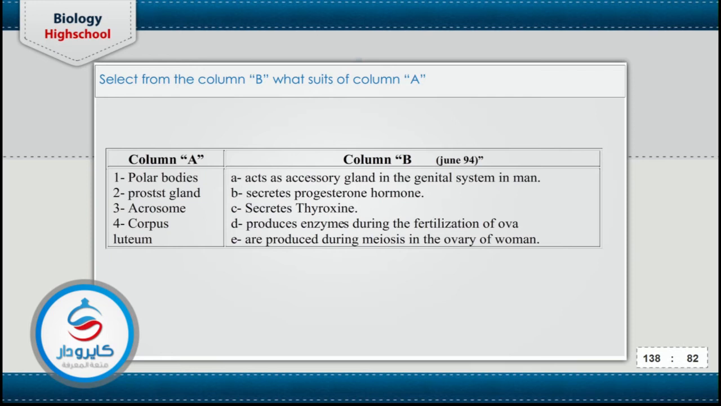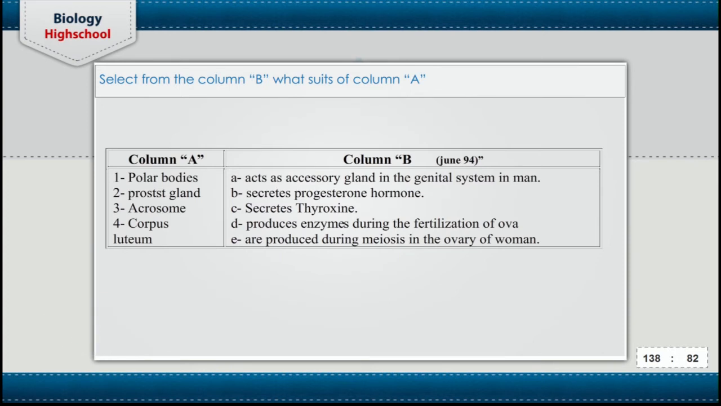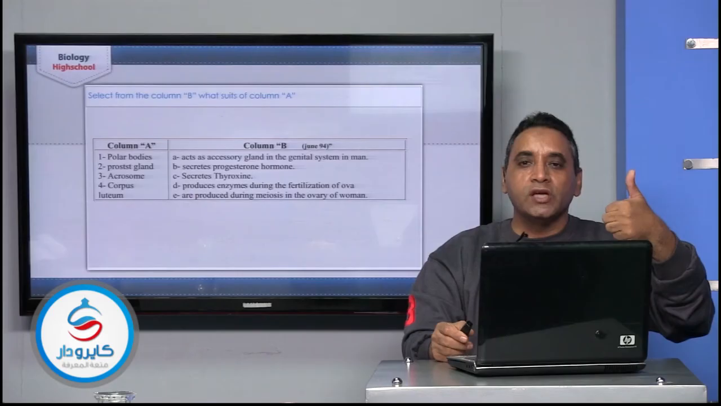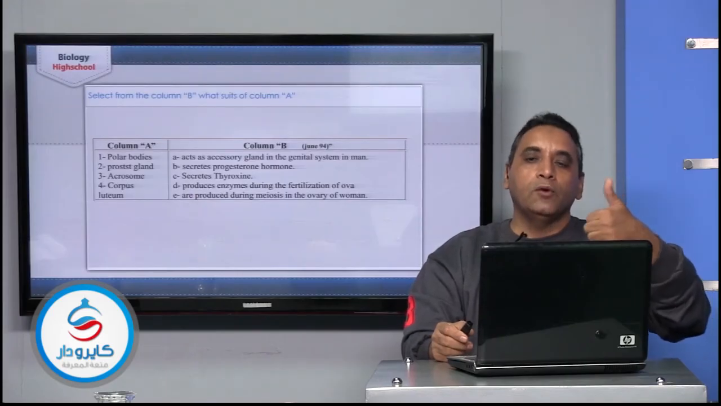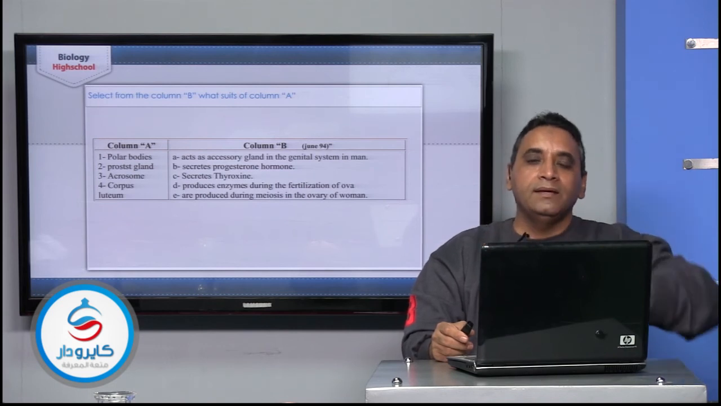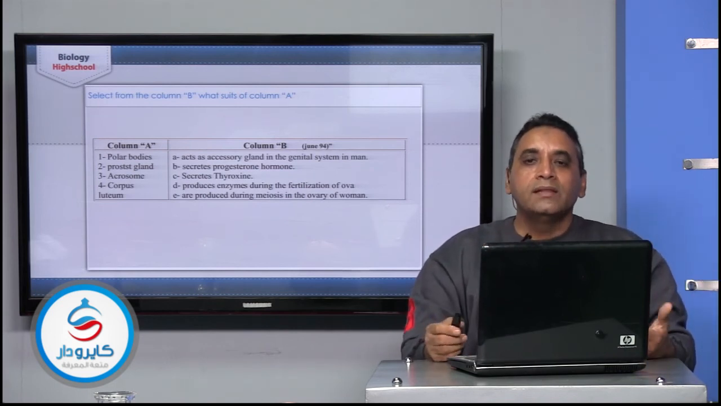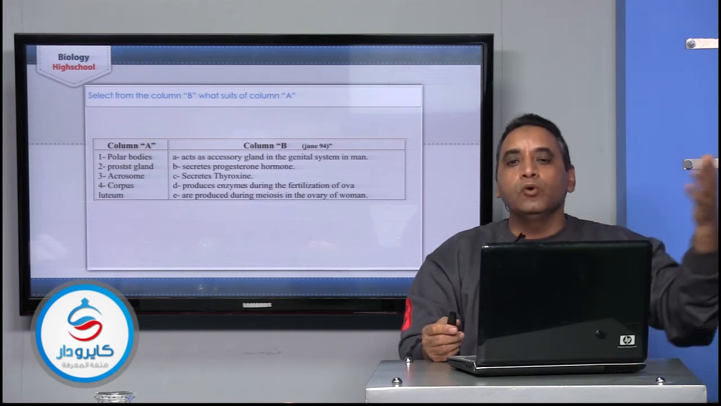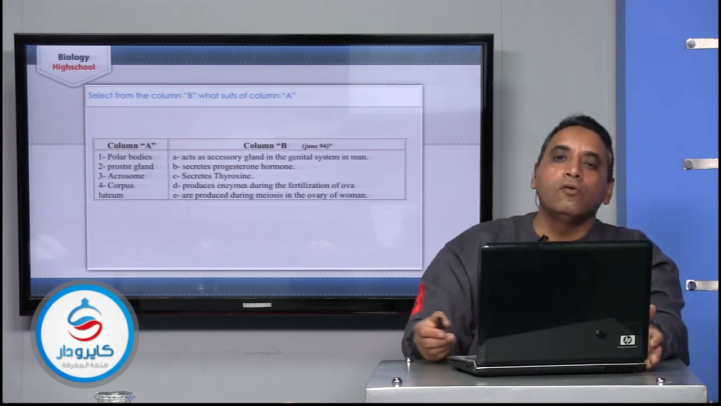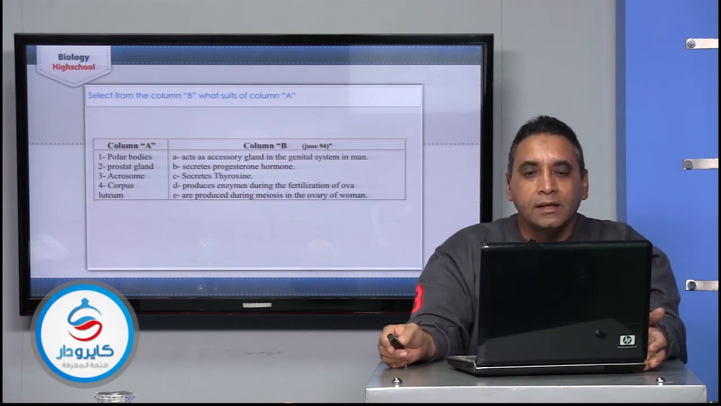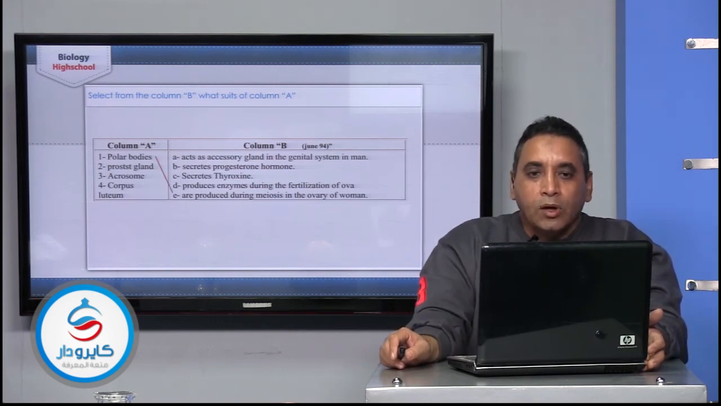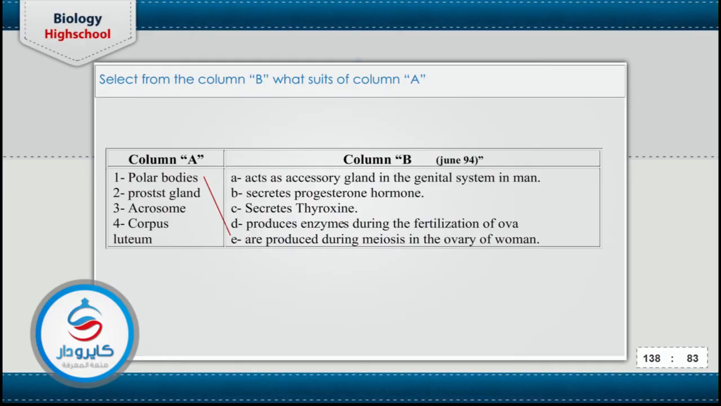The last point is that the polar bodies are produced during the meiosis of the ovary of the female. When I say that we are making an ovum, or a female gamete, there must be one mother cell; after the meiosis, one changes into the haploid cell and the polar body. But at the second meiotic division, there is the presence of the ovum and the 3 polar bodies, and in the human female the presence of the ovum and the 3 polar bodies. So the answer: the polar body is produced during the meiosis of the ovary of the female.